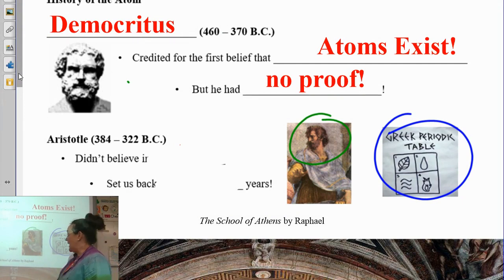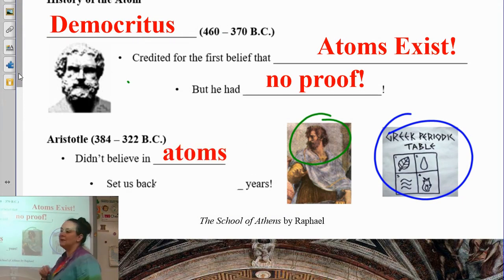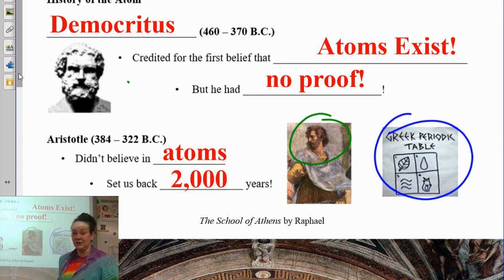He did not believe in atoms, okay? He didn't think that Democritus was correct. He was more of the earth, wind, fire, water. Those are the four elements, and then they combine and things like that. So while he was extremely intelligent, he set us back about 2,000 years. He was not right on this one. So we went along for a very long time thinking that atoms were not real.